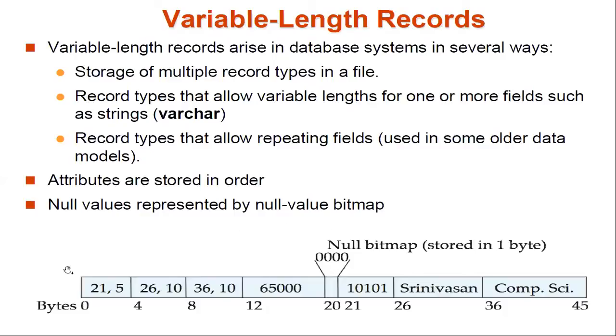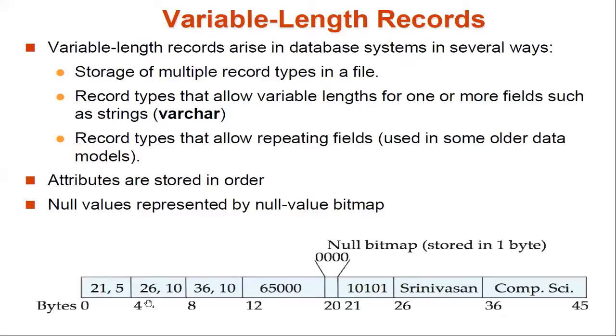Now we'll look at the bytes, starting from byte 0. You can imagine that this entire thing is one record. The total size will be about 45 bytes, right? Here it starts from 0, the first 4 bytes are assigned for one particular field, the next 4 bytes for another field, and the next 4 for another value. Then there are about 8 bytes assigned for storing some other value, right?